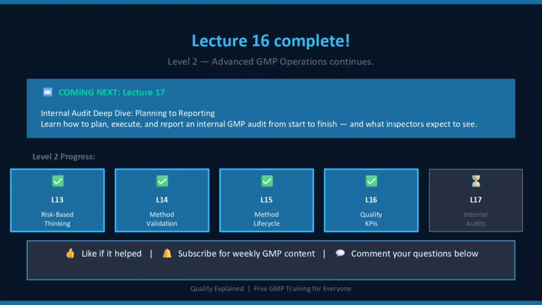Coming next in Lecture 17, we do a deep dive into internal audits. How do you plan one? How do you run the opening meeting? What does a good audit trail look like? How do you write audit findings? And how do you close them? Everything from planning to the final report.